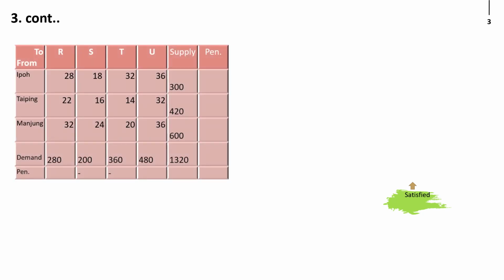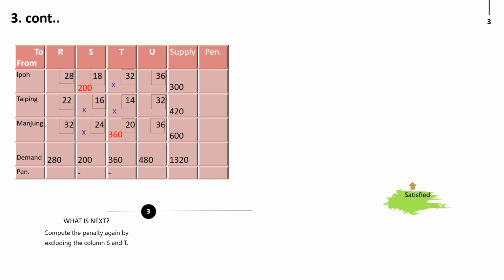We start with another slide. Compute the penalty again by excluding column S and T. We cross out column S and T. So we have another two more columns. And we repeat the same step again. We find the difference for the lowest two for row IPO, 28 and 36. The difference is 8. For typing, the difference is 10. For Mahjong, 32 minus 36 is 4.